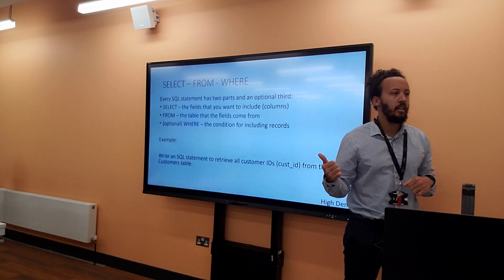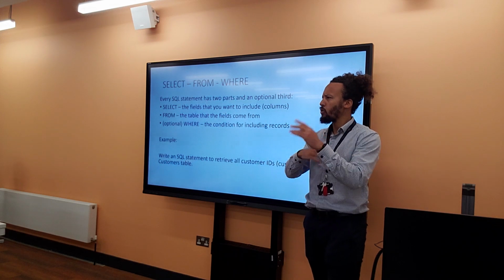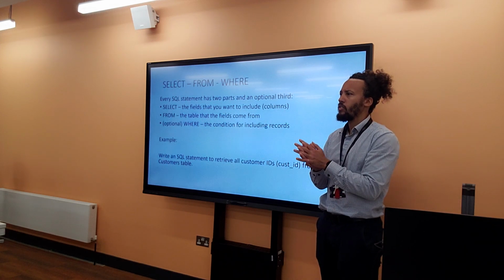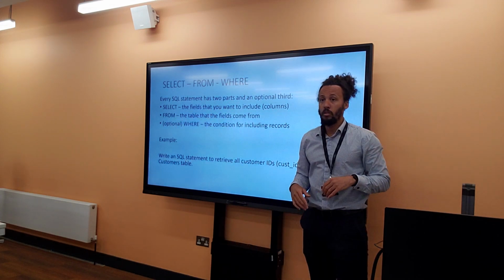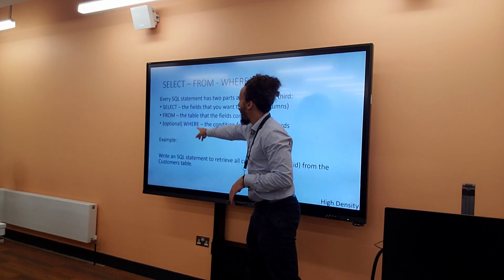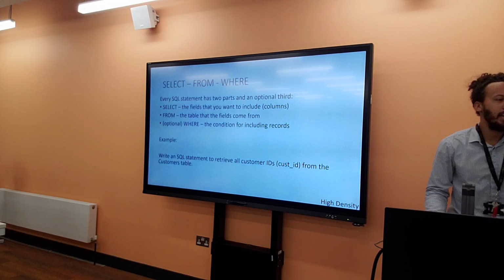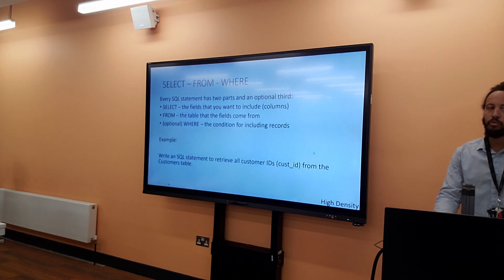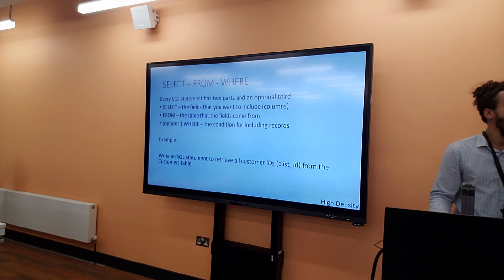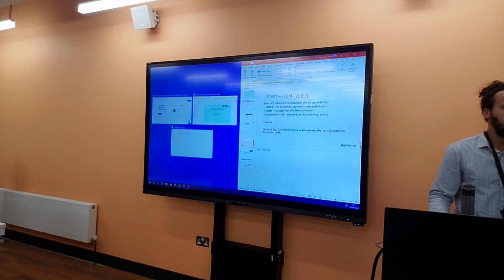So select the fields that you want to include. So fields go first. Are fields rows or columns? They're columns, exactly right. So select fields from the table that you want to use where some condition is met, but that last one is optional. So an example question might be, write an SQL statement to retrieve all the customer IDs from the customers table. Okay, so let's run through what that might look like.